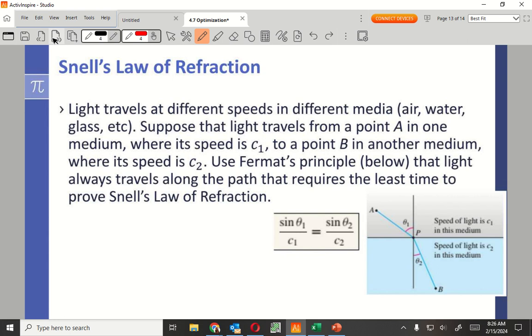Light travels at different speeds in different media, so air, water, glass, etc. Suppose that light travels from point A in one medium where its speed is c1, which is constant 1, to point B in another medium where speed is constant 2. Fermat's principle says that light always travels along the path that requires the least time, which provides Snell's law of refraction. Using this right here, it's basically a law of sine.